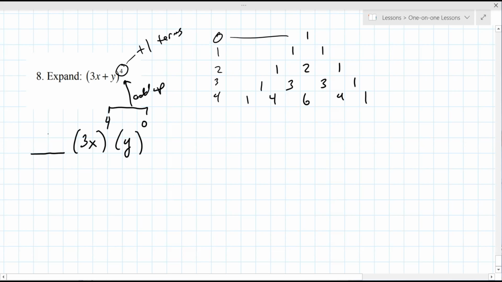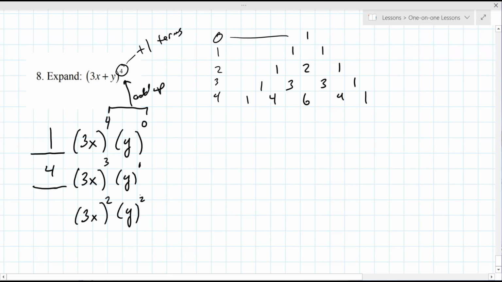And we grab the coefficient from over here, so that's 1. And then we start making some changes. That 4 goes to a 3, that 0 goes to a 1, and then the coefficient you grab from over here is 4. And then this goes down to a 2, and this goes up to a 1. If this was minus y, there'd be a minus y in here. But since it's plus, it's positive there. We grab another coefficient, and we continue this process here.